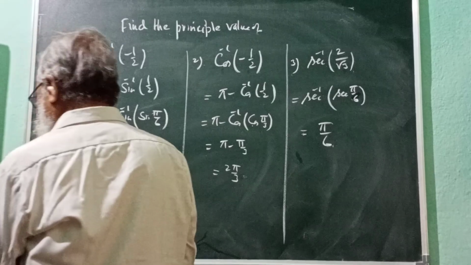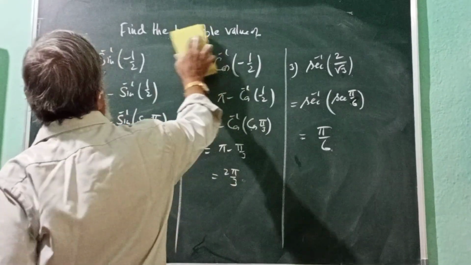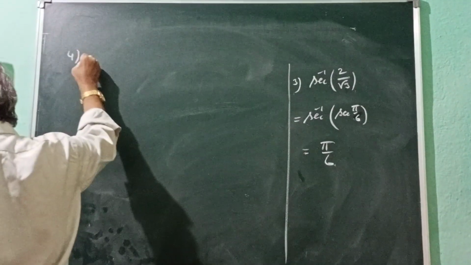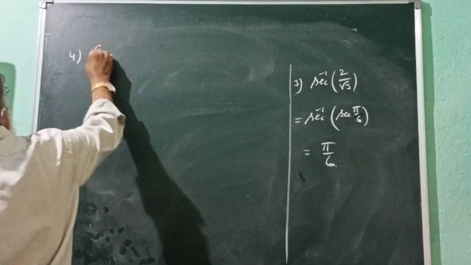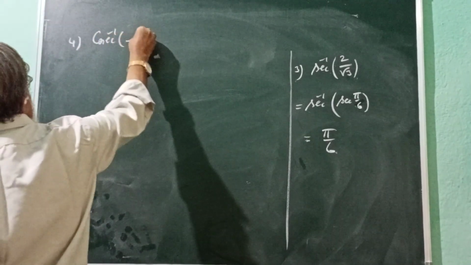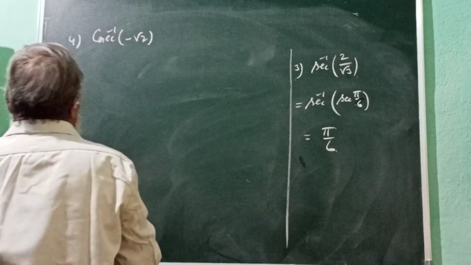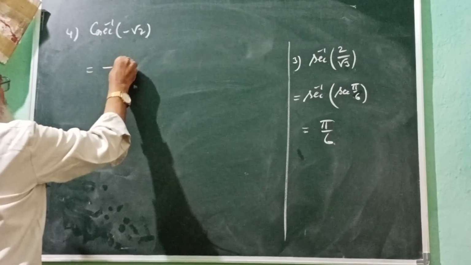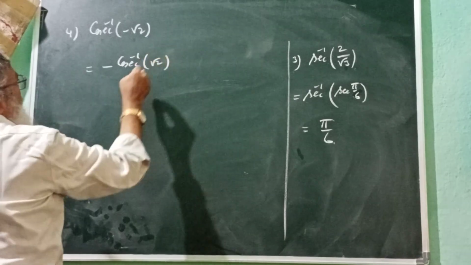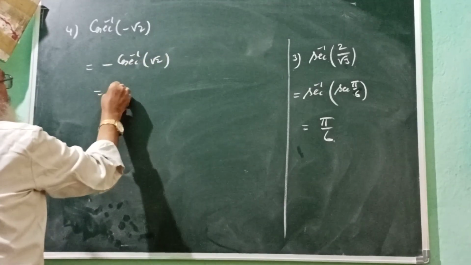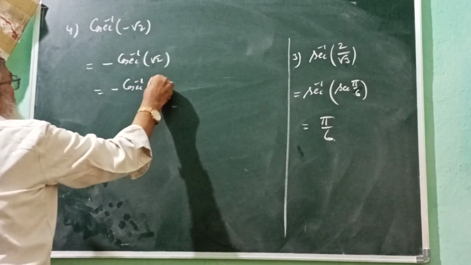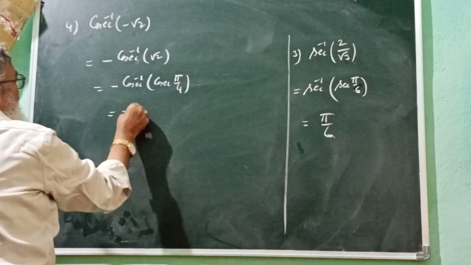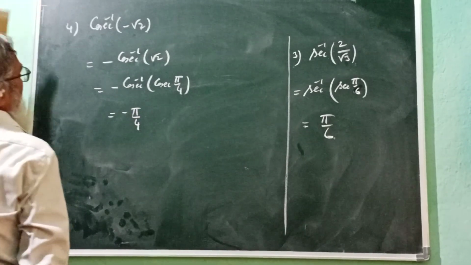Here, look here, it is cosec inverse of minus root 2. See the set of formulas. Cosec inverse minus x is equal to minus cosec inverse of x. Now write down the value of root 2 in terms of cosec. Cosec 45. Now cosec and cosec inverse cancel each other. It is minus 45.